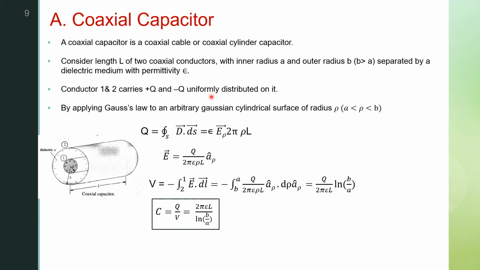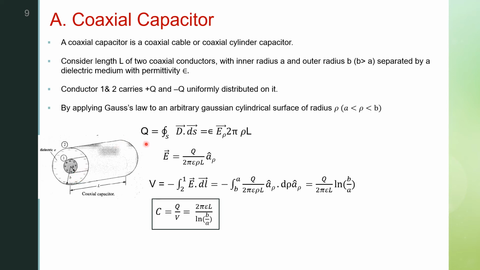Now let's apply Gauss's law to an arbitrary Gaussian cylindrical surface of radius rho, where the radius rho lies between the values of a and b. So this is the value of a, here comes the value of b, and our Gaussian surface lies somewhere in between.